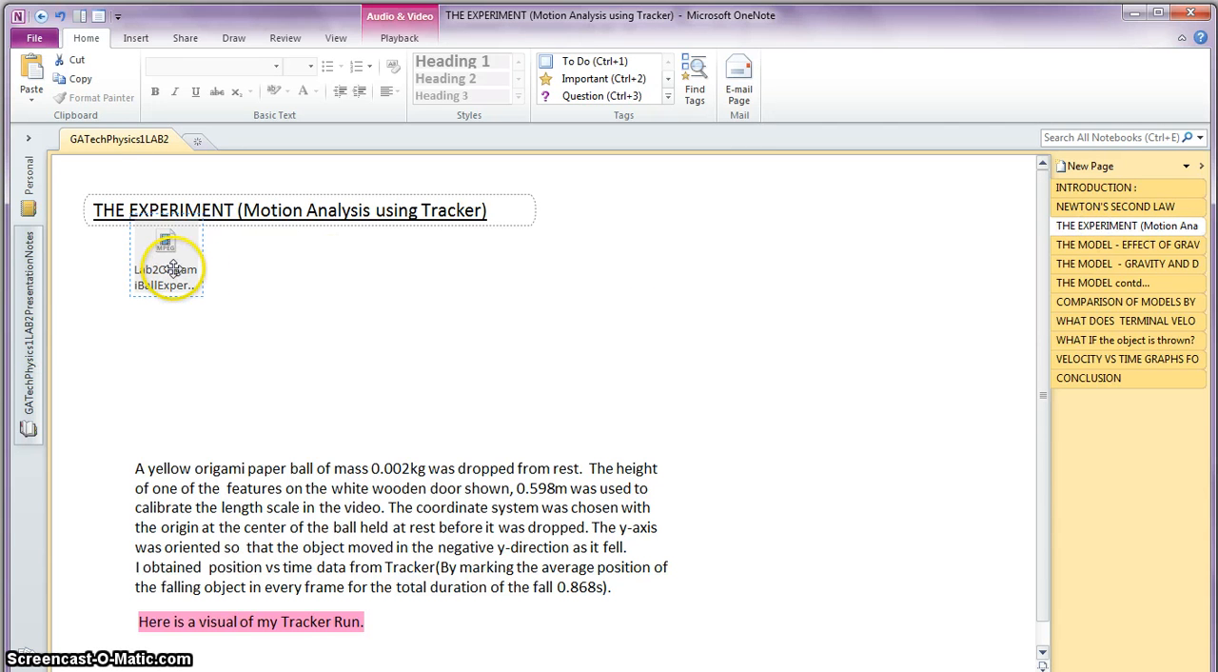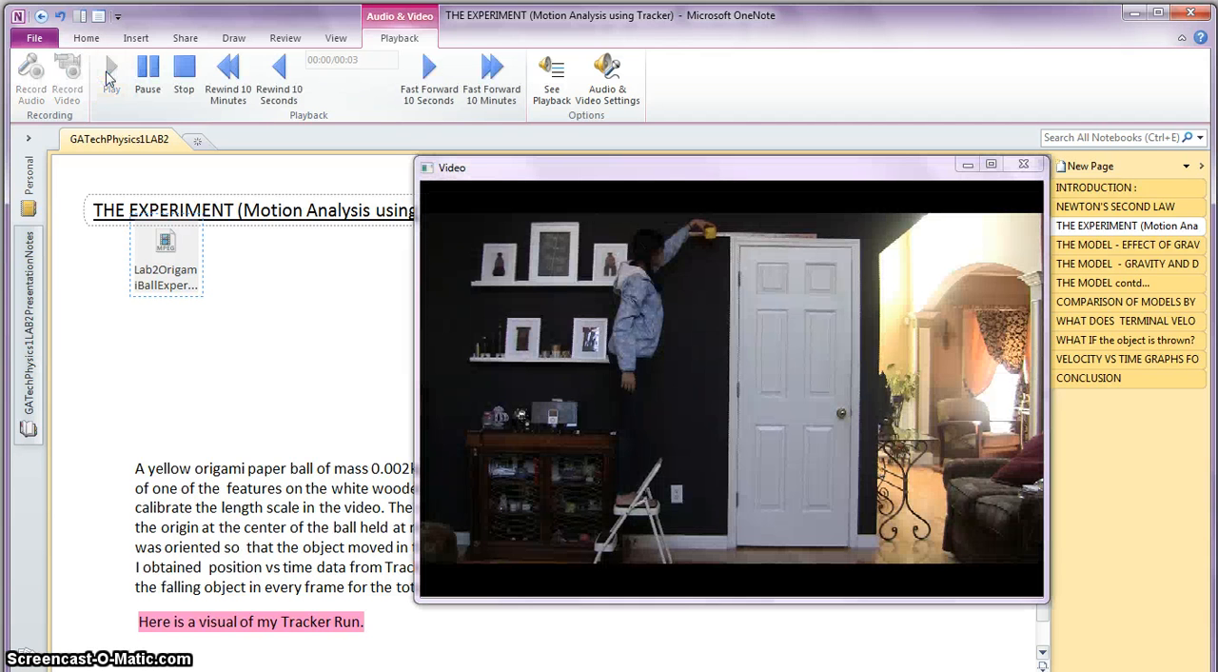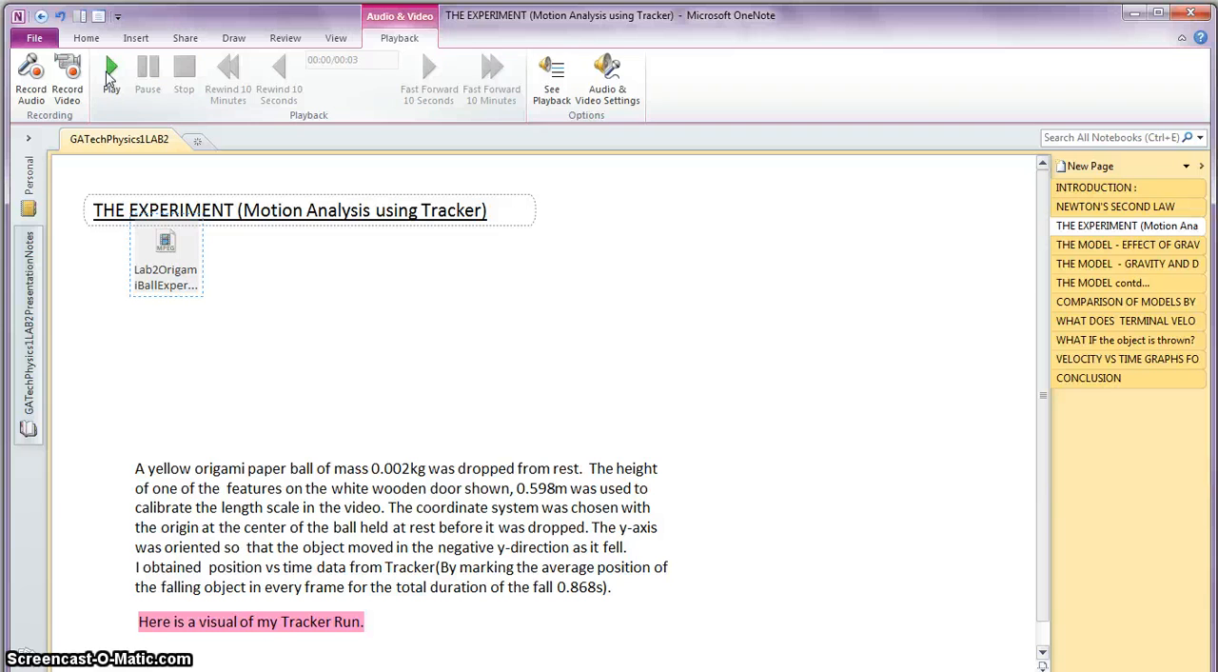Here is the experiment I performed. I dropped a yellow origami ball from a starting position at rest. The ball was of mass 2 grams. The height of one of the features on the white wooden door shown was used to calibrate the length scale in the video.